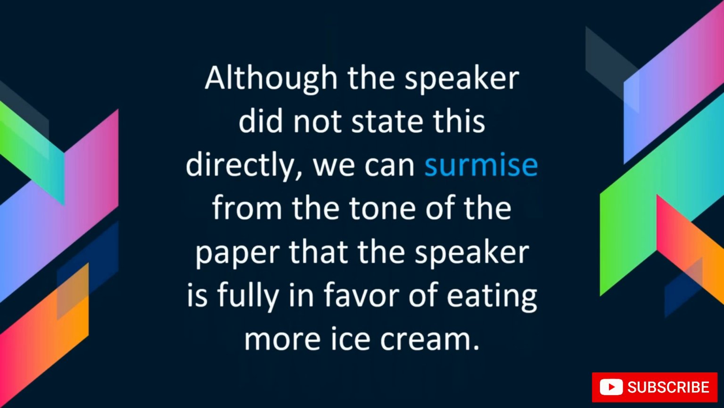Although the speaker did not state this directly, we can surmise from the tone of the paper that the speaker is fully in favor of eating more ice cream. In this example, the speaker does not tell us exactly what the speaker's point is, but the tone of the paper gives us the idea where we can make an educated guess, we can surmise that the speaker is fully in favor of eating more ice cream.